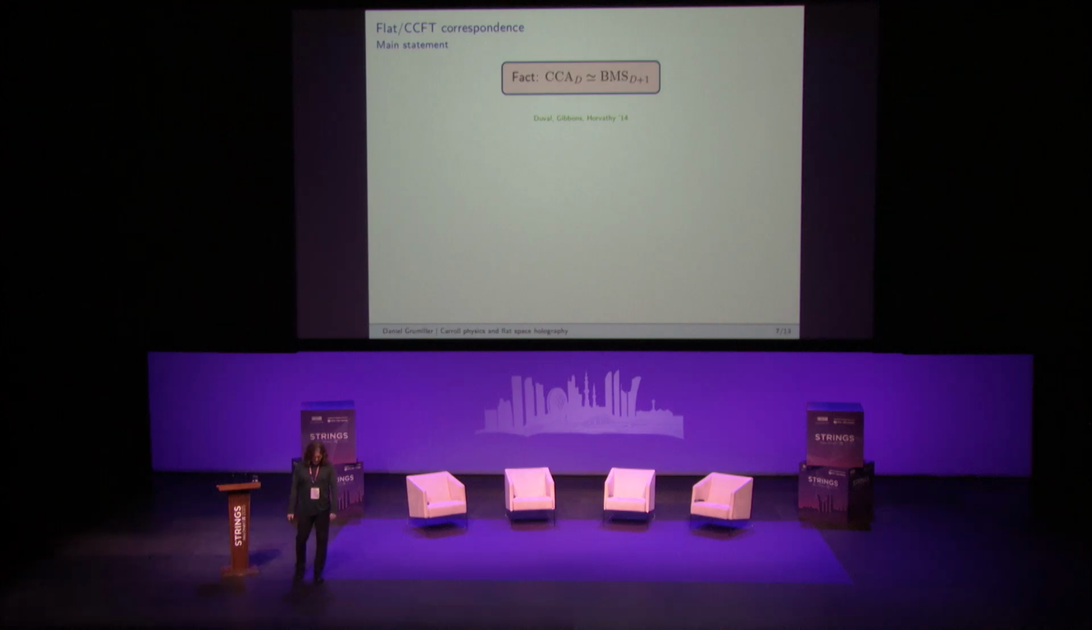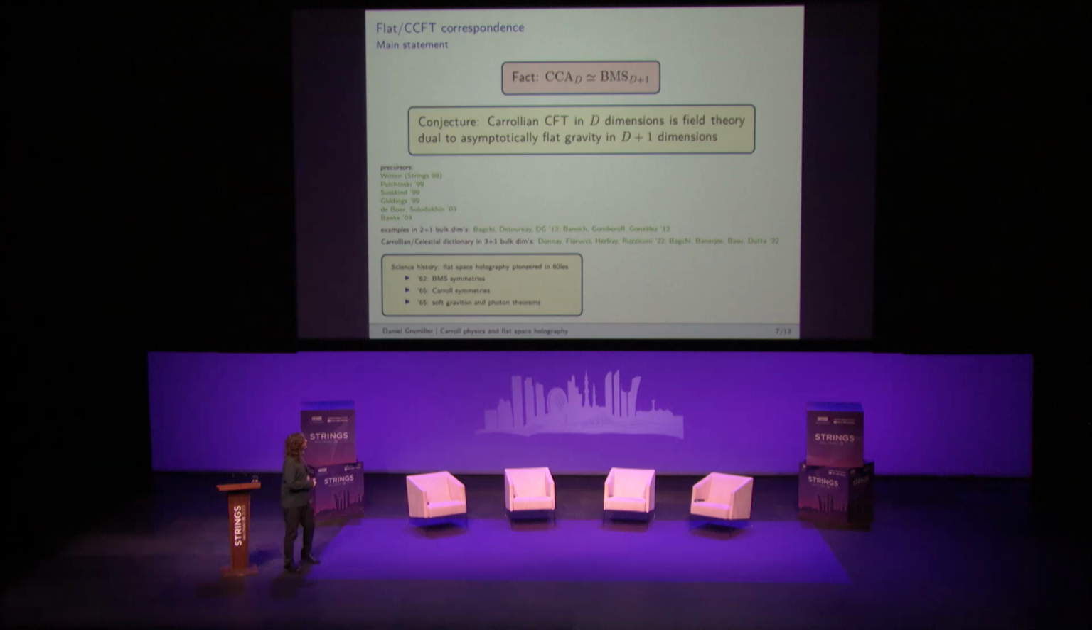Okay, now I come to the main statement. It's based on this fact that I mentioned already, that the Carroll conformal algebra in d dimensions is isomorphic to BMS in 1 higher dimension, and therefore it's natural to conjecture that a Carrollian CFT in d dimensions is the field theory dual to asymptotically flat gravity in d+1 dimensions. There's an interesting history which I will not get into. Let me just mention that, interestingly, many of the flat space holography results were pioneered in the 60s, BMS in 62, the Carrollian symmetries in 65, and the soft graviton and photon theorems also in 65. And then it took half a century to realize that all these things are connected.